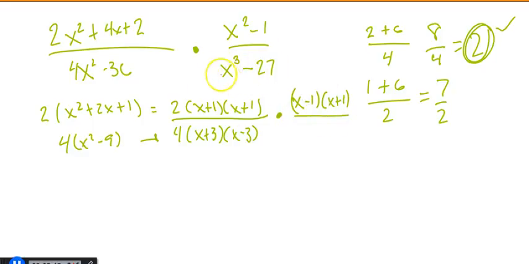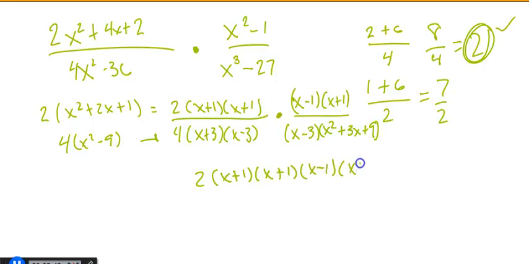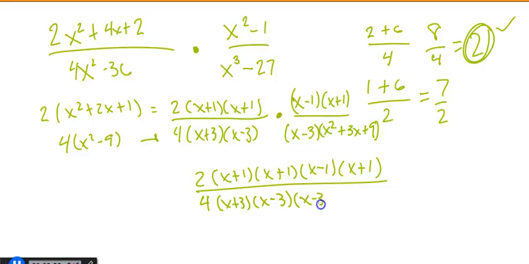And down here, alright, I have a difference of cubes, okay? So cube root of that is x, keep the sign, cube root of 27, 3, and now my pattern. First term squared, opposite sign, first times last, and then plus the second term squared. Okay? So this is what I got going on here. So my goal is I'd like to be able to cancel some stuff out, right? And when I just multiply across, this is what I get. 2, x plus 1, x plus 1, x minus 1, x plus 1, over 4, x plus 3, x minus 3, x minus 3, x squared plus 3x plus 9. Okay? So, I didn't do anything. I just rewrote it because when I multiply, it's basically like just joining this bar right here.